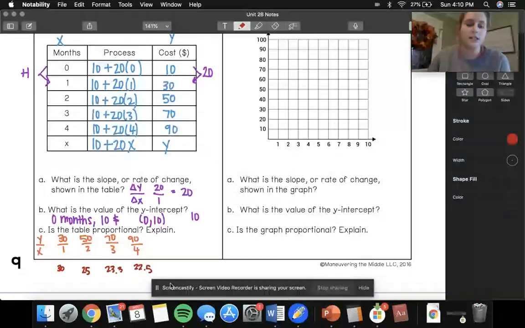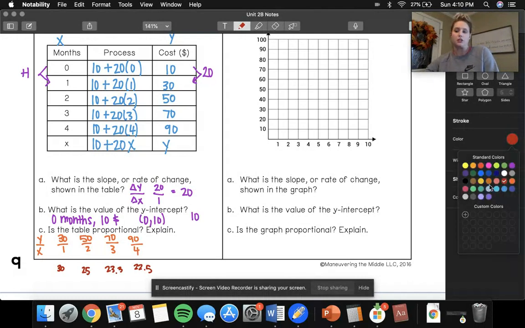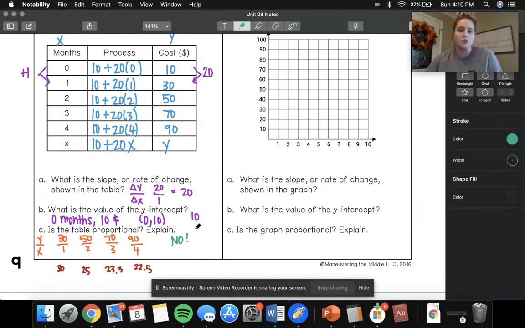Okay, so the question is, is this table a proportional relationship? And the answer is no, because the y to x ratios are not the same. 30 is not equivalent to 25, which isn't equivalent to 23.3 repeating, and not equivalent to 22 and a half. These ratios are not the same.